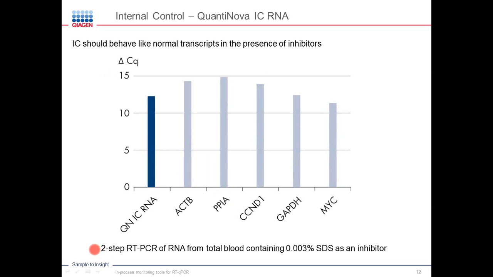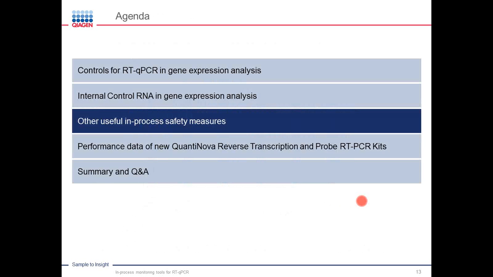Also, here's a different set where we did 2-step RT-PCR, and in this setting we compared the internal control to different types of genes, both housekeepers and other target genes, at the same concentration of inhibitor spiked into the sample. And we can see that the internal control again behaves similarly to the majority of transcripts, which is important because not every transcript behaves identically in the presence of inhibitors. So we need to find an internal control that, across the board, will always indicate if we have an issue with our sample material.